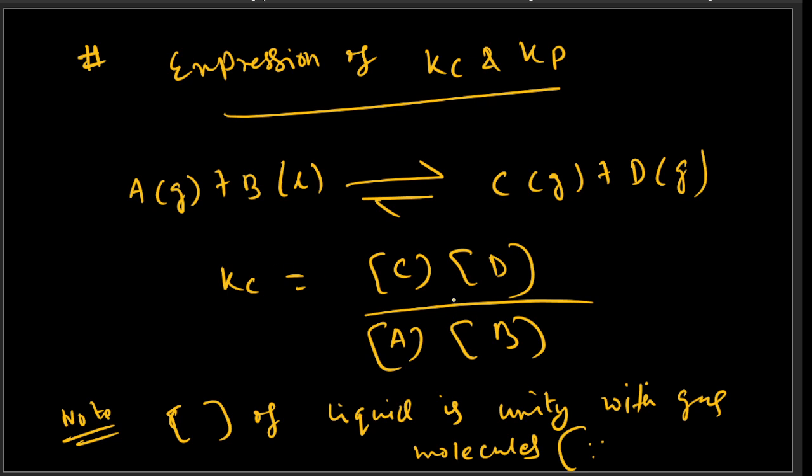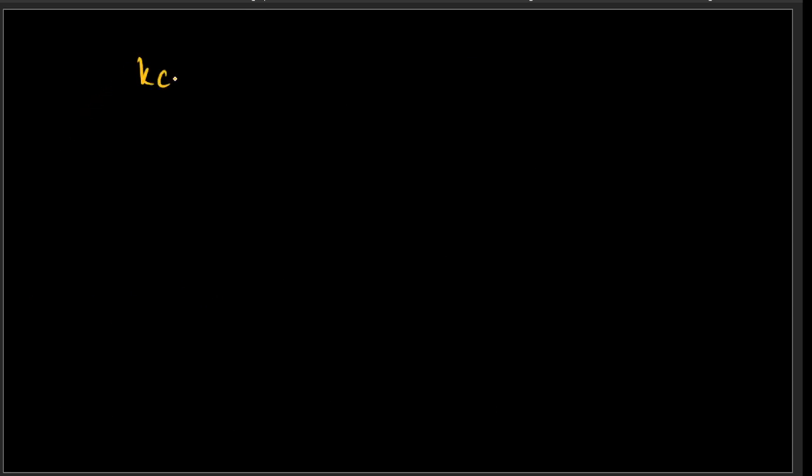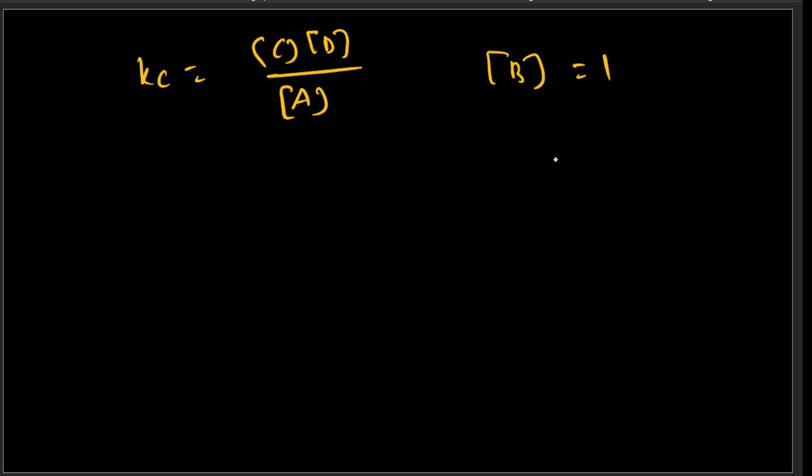Because the concentration of liquids is huge compared to the concentration of gases, since the number of liquid molecules is very high compared to gas molecules, we take the concentration of liquid as the unit. So this is taken as unit 1. So you can only write the concentration of C, the concentration of D, and the concentration of A, because the concentration of B is equal to 1.